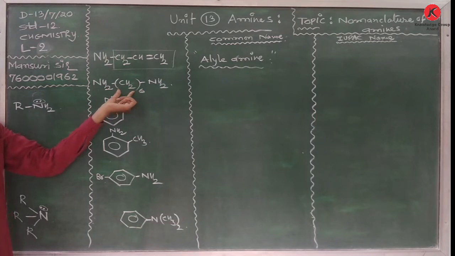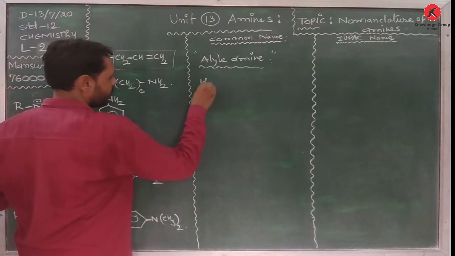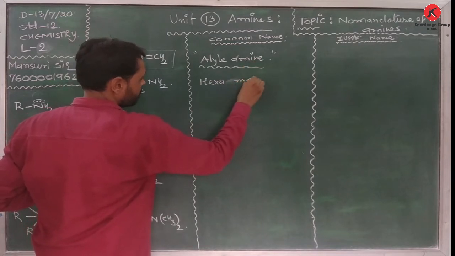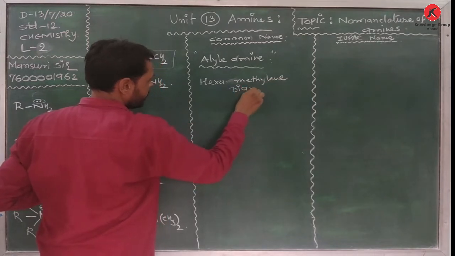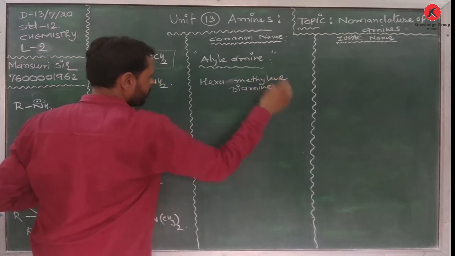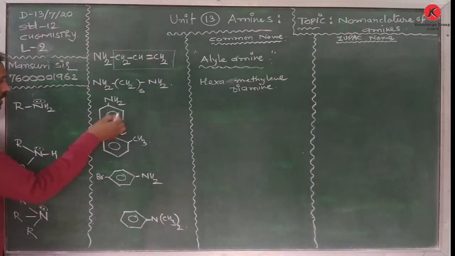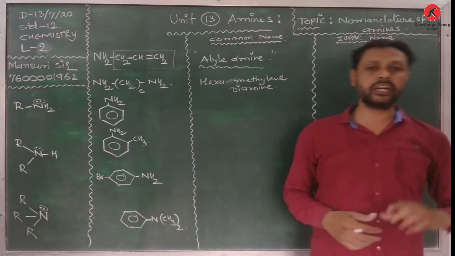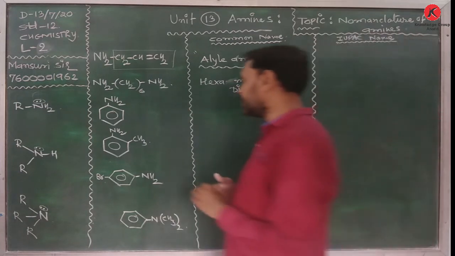CH2 six times, that means hexamethylene. This is diamine. Hexamethylene diamine. Clear? Thereafter here benzene and NH2. The NH2 group is attached to benzene. This is a special name. This is named aniline. This is aniline.